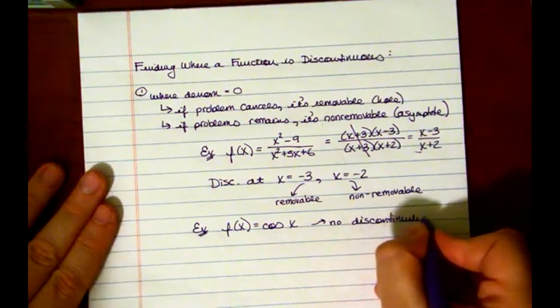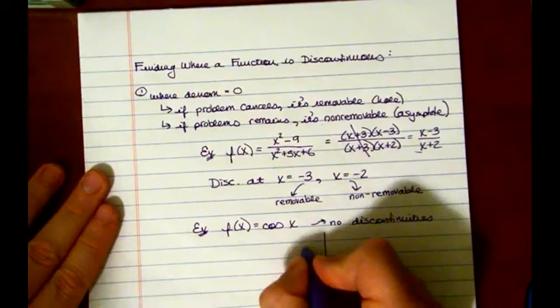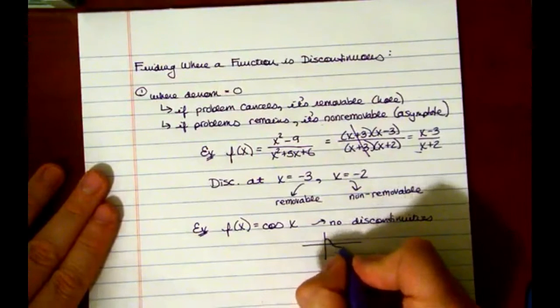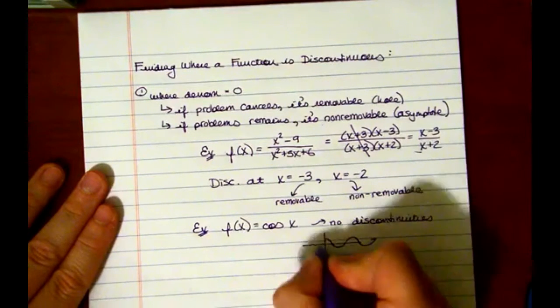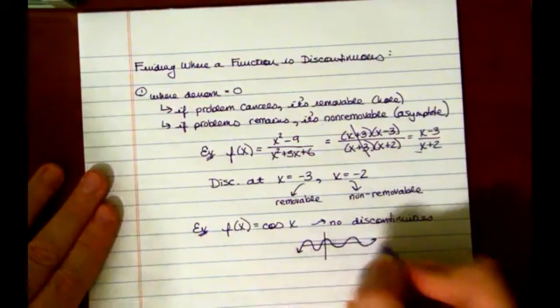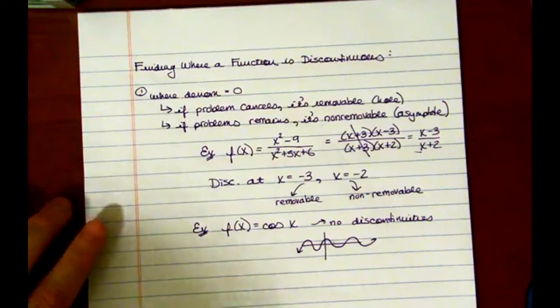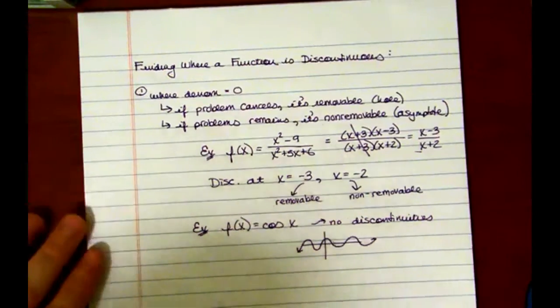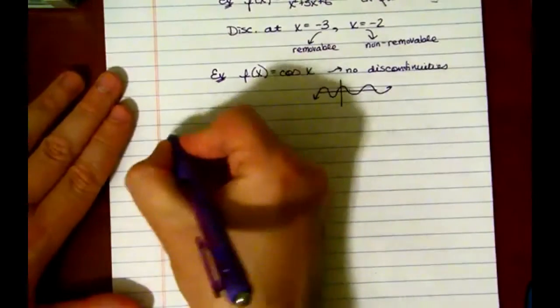Which actually should make a whole lot of sense if you think about what the graph of the cosine looks like. You can trace out that whole graph without picking up your pencil. No issues, perfectly continuous. If the problem cancels, it's a hole. If it remains, it's a vertical asymptote.